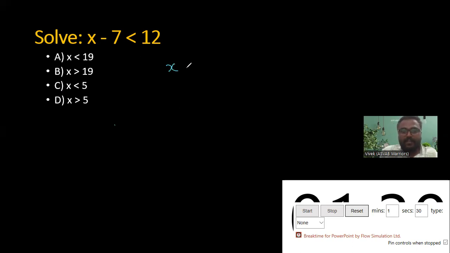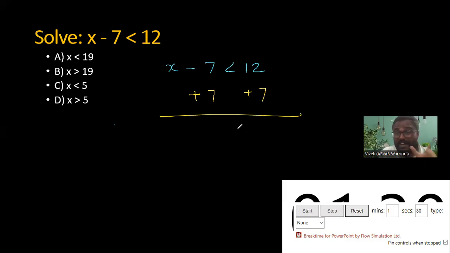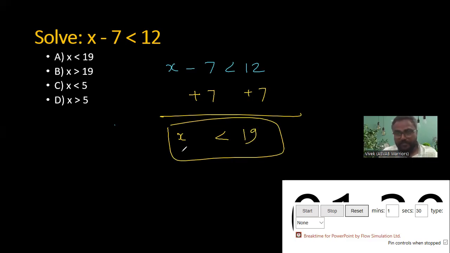Now let's say here we have x minus 7 is less than 12. What will I do in order to get rid of this 7? I will add 7 to both sides. Remember, when we add or subtract, no problem, no change in the inequality sign. The flip happens only when you multiply or divide by a negative number. So here we have x is less than 19. I hope you guys understood it.